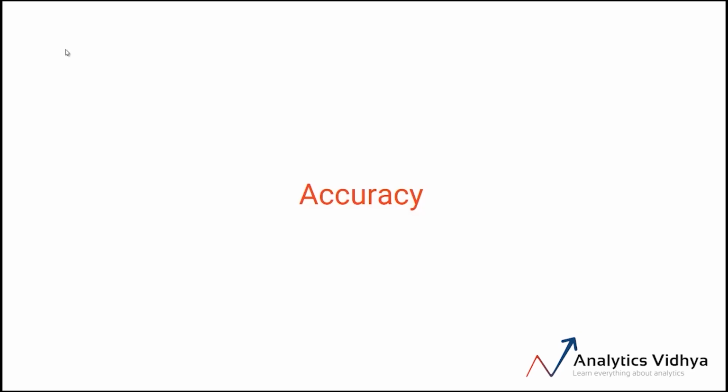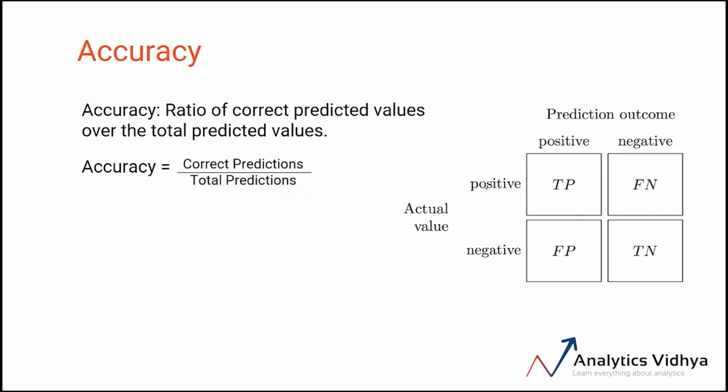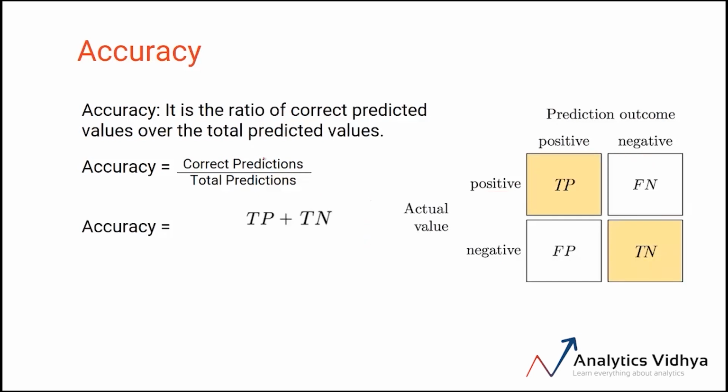Now let's turn our focus to the first and most popular evaluation metric used for classification tasks, accuracy. To put a formal definition to accuracy, it is the ratio of the total number of correct predictions over the total predicted values. If we look at the confusion matrix that we studied previously, the true positives and the true negatives here are the correct predictions, which means were predicted positive by the model and are actually positive, or the values predicted negative by the model and were actually negative. So the accuracy can be denoted as the true positives plus true negatives, the correct predictions, over total predictions.